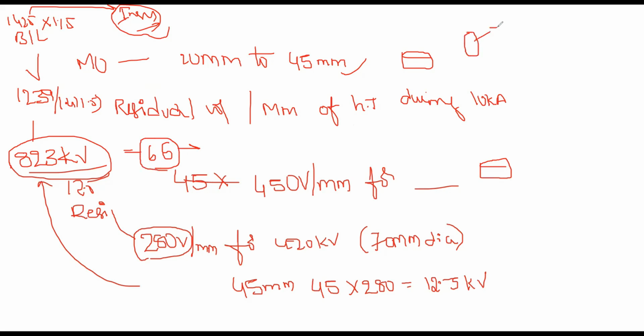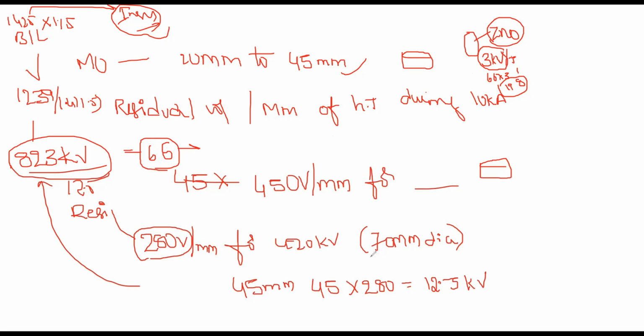Each ZnO block inside the lightning arrestor has an energy absorption capability of 3 kilojoules per kV. Each one is 3. So again, 66 into 3, how much is it coming? 6 is 18, 18, 19. So 198 kV, the standard one. So 66 ZnO blocks are required, because this is 3 kV.